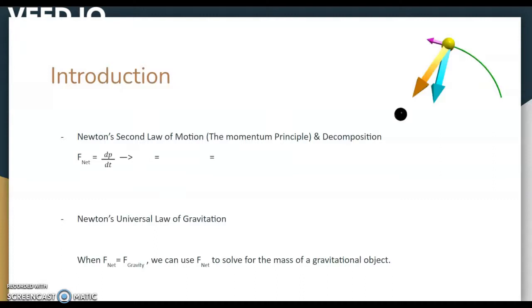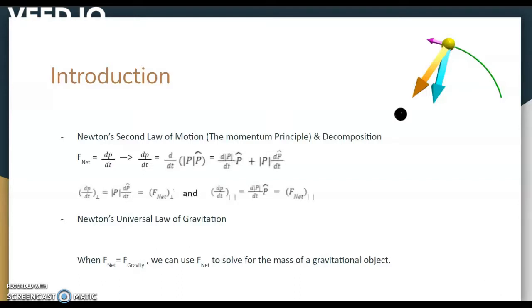So a brief introduction to Newton's second law of motion, or the momental principle, and its decomposition, which is very important to understanding the theory behind this lab. As we know, F net equals mass times acceleration. It also equals the change in momentum over the change in time, dp dt. Like any other vector, dp dt can be broken up. In this case, we break it up or decompose it even further into the perpendicular and parallel components.